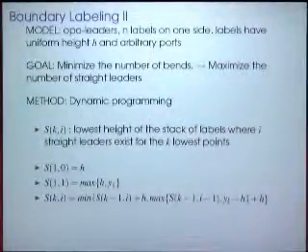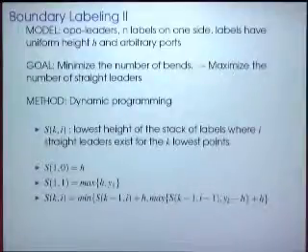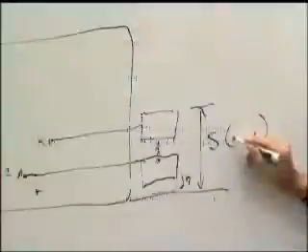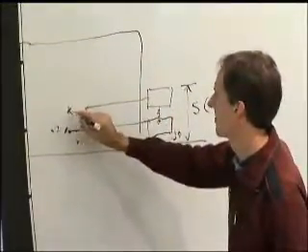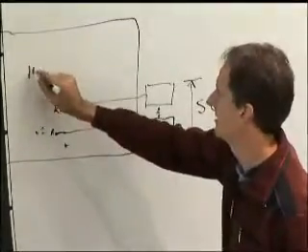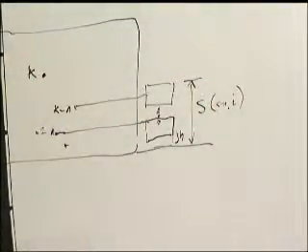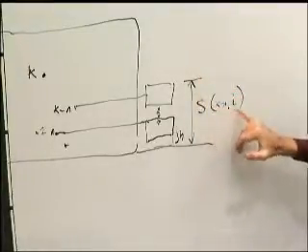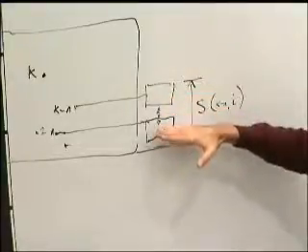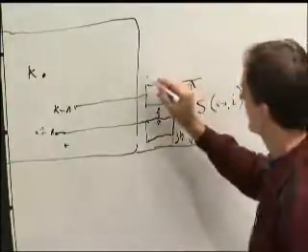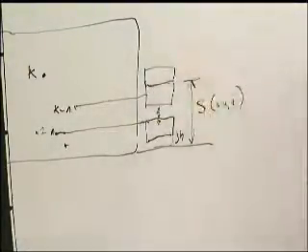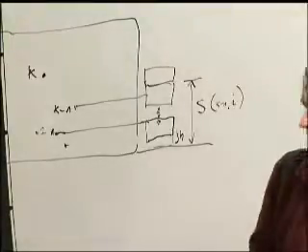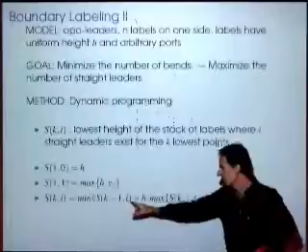So what is S_k? Let's say we have already S_{k-1}, and we now consider the kth point, which is here. Well, if we have already it straight here, then we just place the kth label on top of the lowest one. That is S_{k-1, i} plus h.